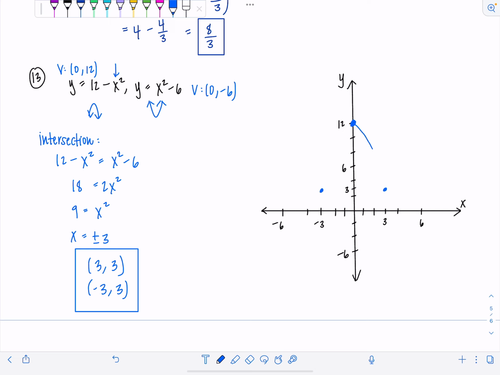And the x-intercepts are going to be plus or minus root 12, yeah? I'm just going to figure out what that is approximately. Root 12, 3.5-ish. Oh, so like there. You don't need that, but I like to just kind of have a somewhat accurate graph. Okay.